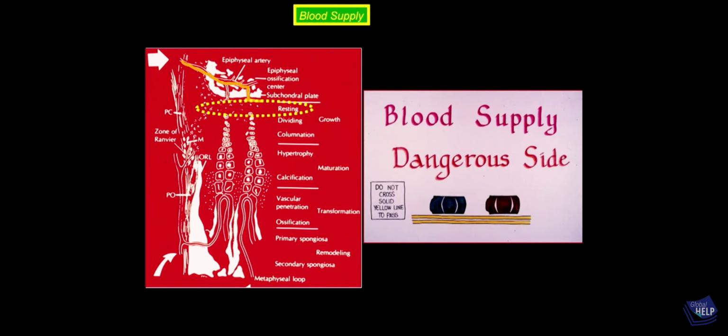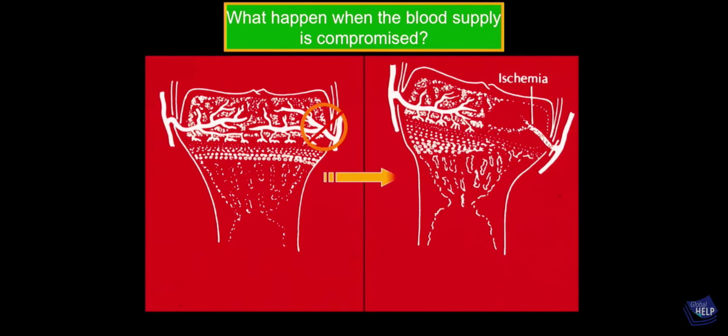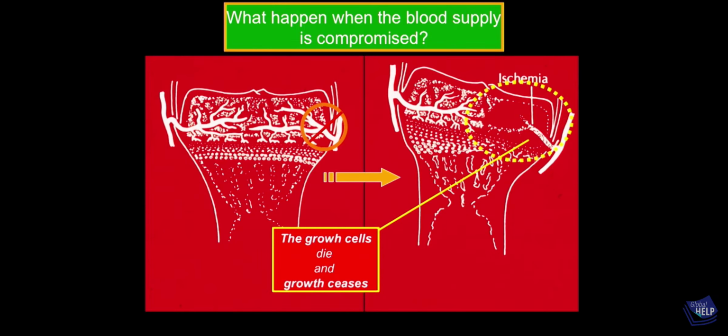The blood supply, as you said, goes through the epiphysis and it goes to the resting cells. That's how the cells get their nourishment. That's the dangerous side. If you're going to work on this, and we're doing repair, which we'll talk about in some later lectures, you want to avoid this because you don't want to devascularize it. So what happens if you lose the blood supply? You'll have cell death. That's exactly right. The cells become ischemic and die, and so the growth ceases.